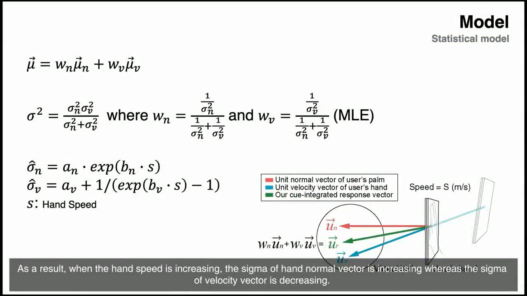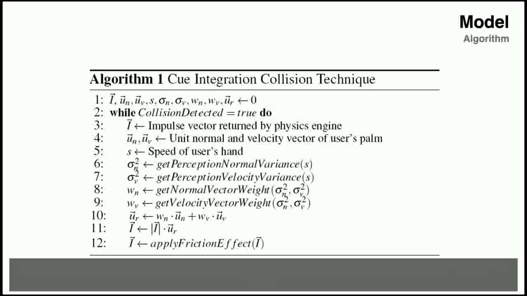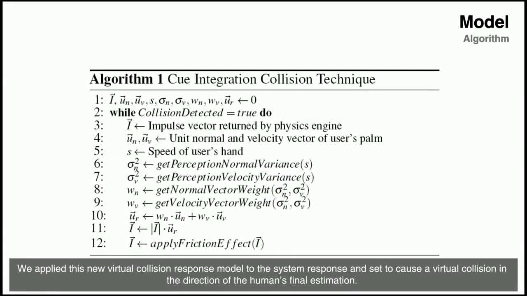As a result, when the hand speed is increasing, the sigma of the hand normal vector is increasing, whereas the sigma of the velocity vector is decreasing. The final estimation is the result of adding different weights to the hand normal vector and velocity vector by the hand speed. We applied this new virtual collision response model to the system response and set it to cause a virtual collision in the direction of the human's final estimation.